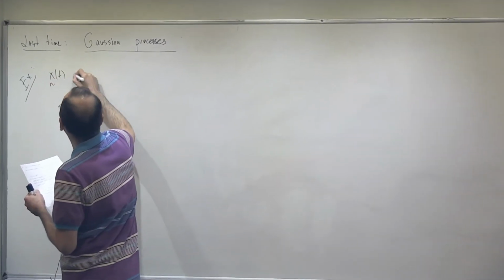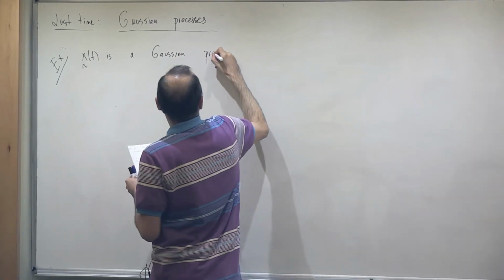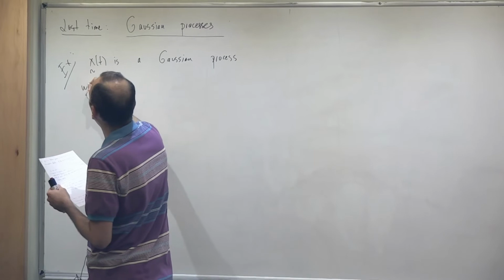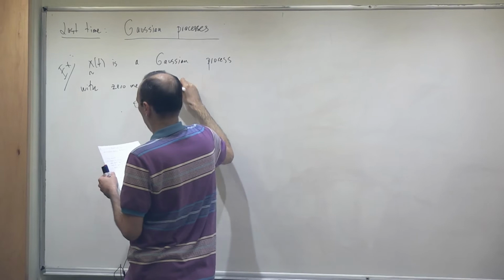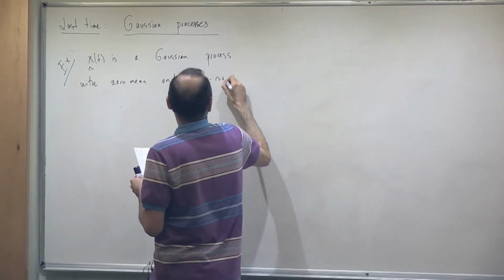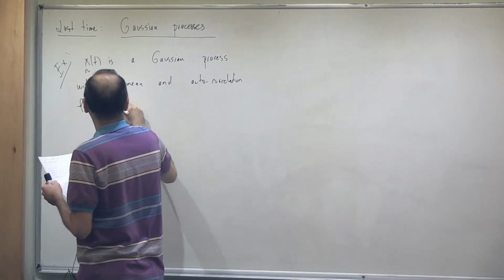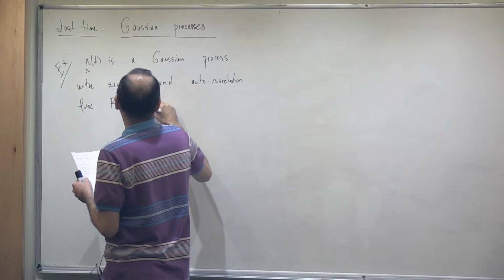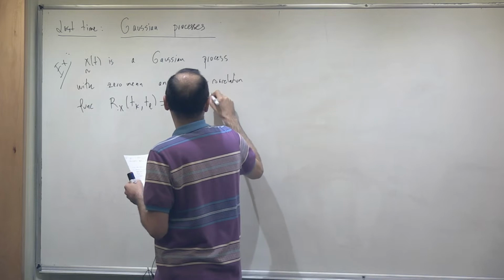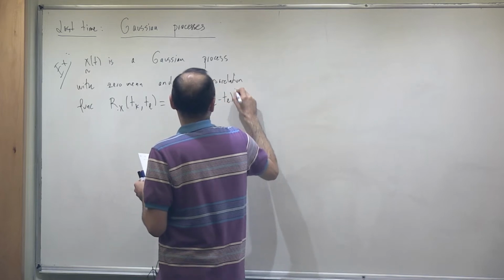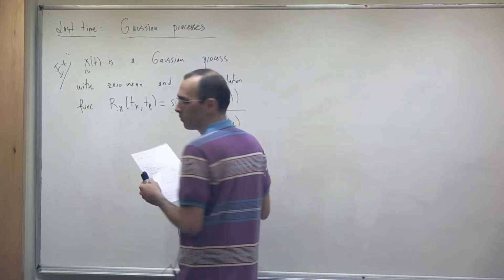So x of t is a Gaussian process with zero mean and autocorrelation function Rx given in this form.